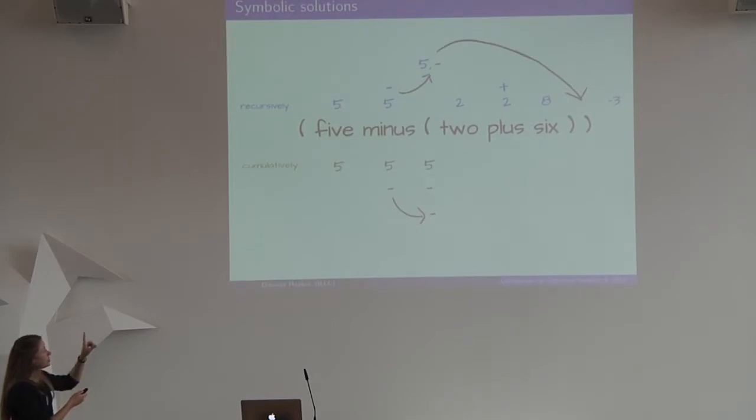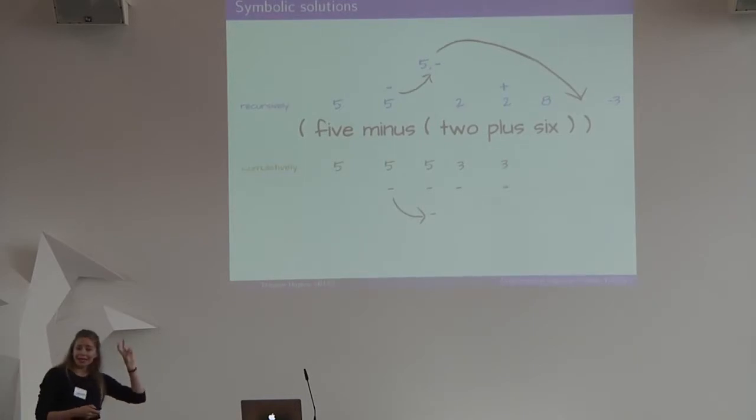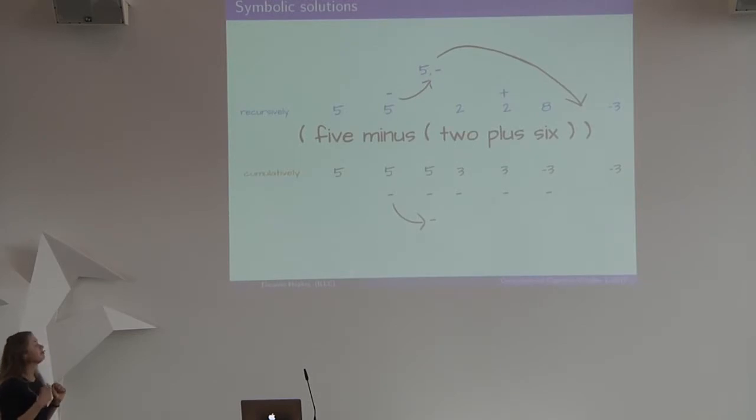Now when I see the bracket, I keep my 5 and just put the minus on the stack. When I see the 2, I immediately subtract it from my subtotal. When I see the plus, I stay in my minus mode because pluses don't change anything. When I see the 6, I also immediately subtract it. And luckily, I arrive at the same answer of minus 3.